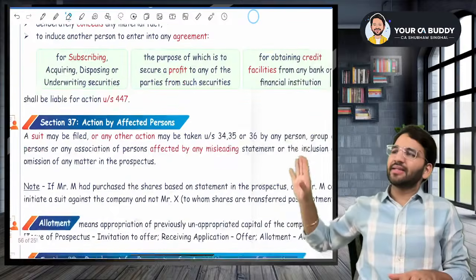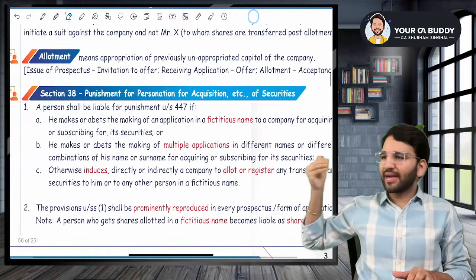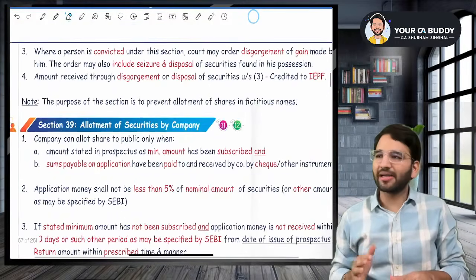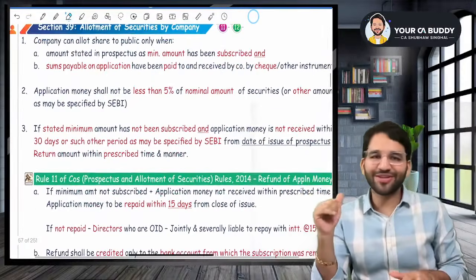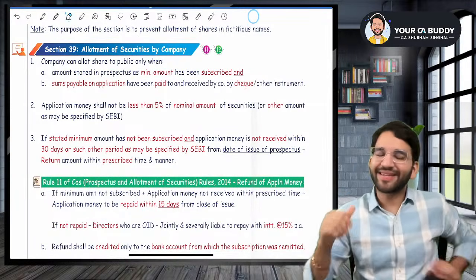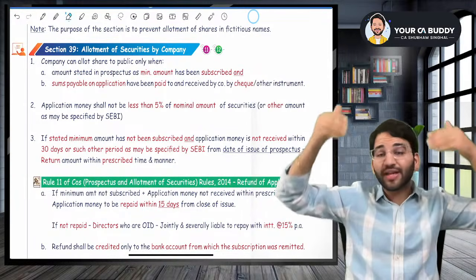Now, section 36, 37, not that important. Let's come to section number 38, which is also not important. It is basically penalty. 38 is penalty, 36 is penalty, 37 is penalty, not that important. Coming to section number 39. What is section number 39? Section number 39 talks about allotment of securities.